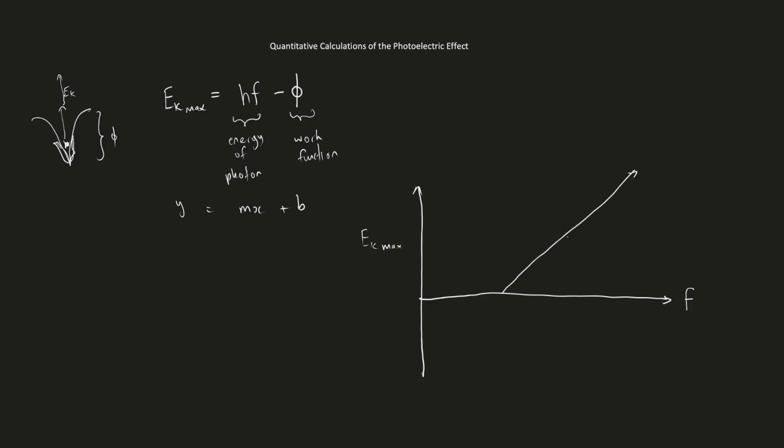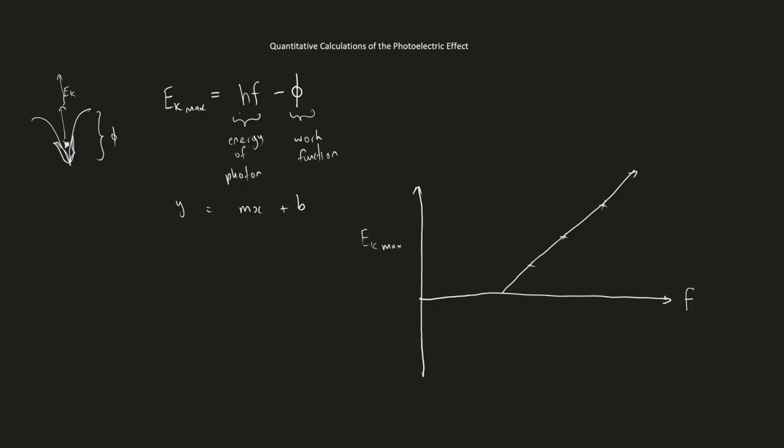Something like this. If you did this experiment and plotted these quantities, say you were to change the frequency: for several different frequencies, you use the backing voltage to measure the maximum kinetic energy. You would get a series of points, and if you connected them up, you get a line like this. Let's discuss briefly what these features would be. Obviously, y is our maximum kinetic energy. f is our x value.